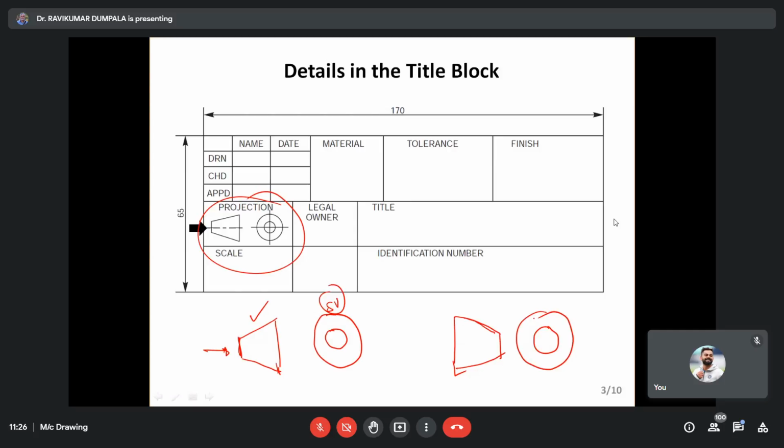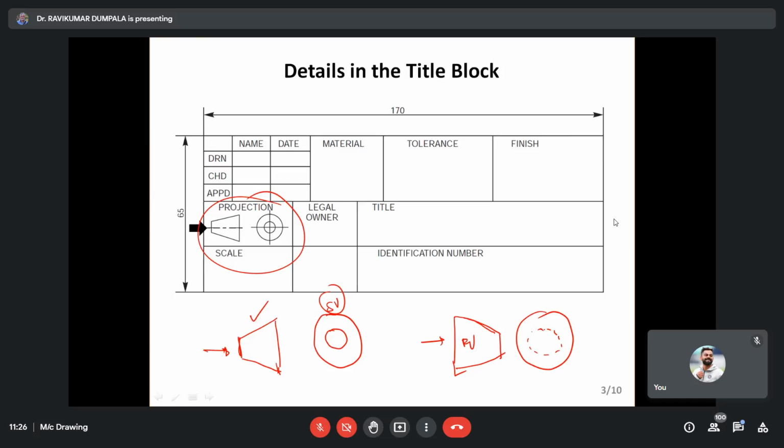Third angle. Third angle, sir. This is third angle projection. Why? Because you're not seeing a dotted line here. Suppose if I keep a dotted line here, then it will become first angle projection, because I am seeing from the left side of the front view and drawing on the right side of the front view.